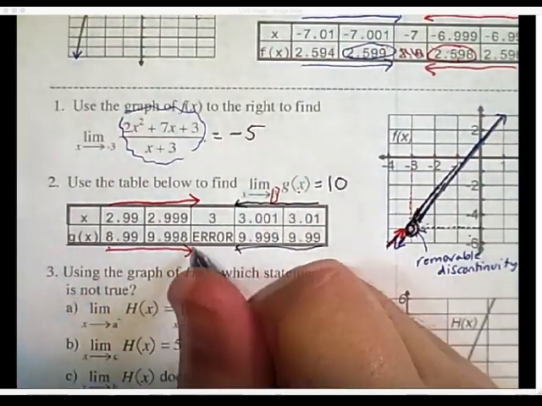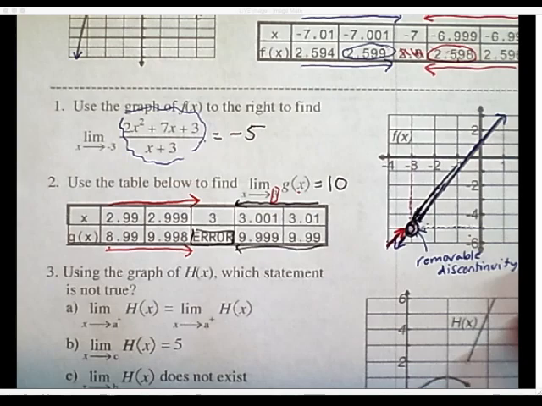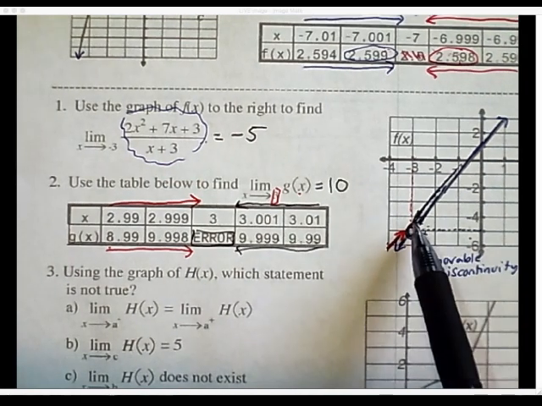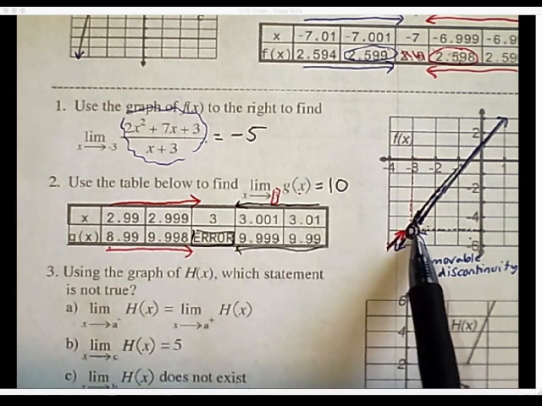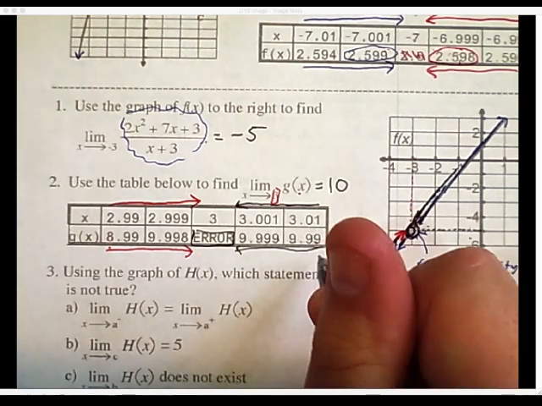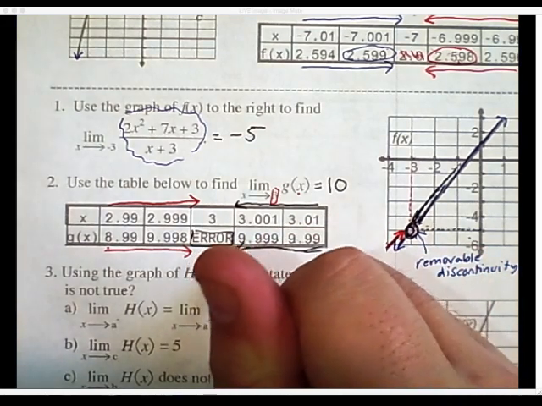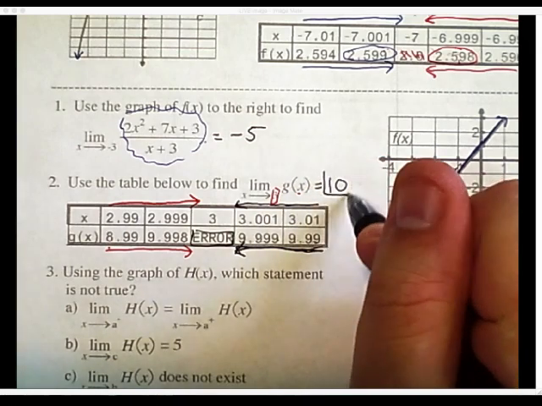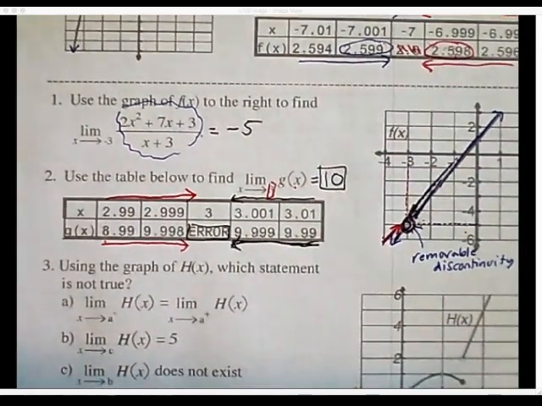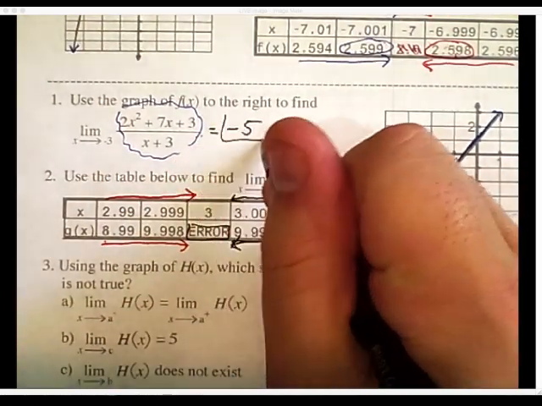And even though this shows me error, the reason why it shows me error is probably something like a removable discontinuity. That's why it doesn't give me a y value, because y doesn't exist there. That doesn't matter, because it's all as we approach. It doesn't matter that the function is not defined there. Okay, so that's why the answer is 10 there.